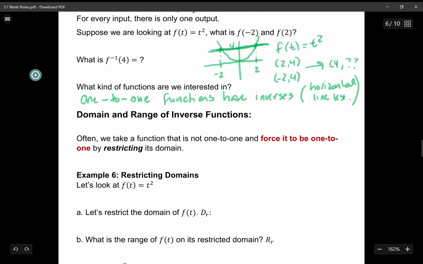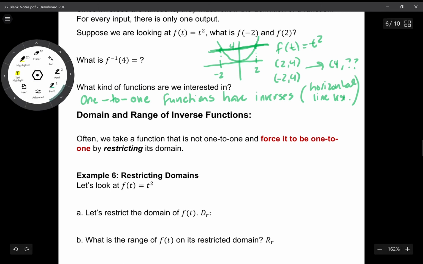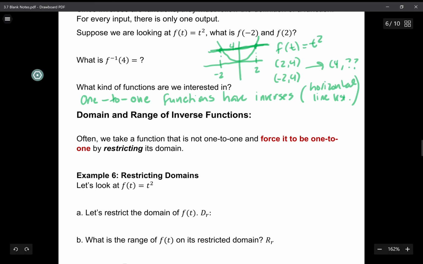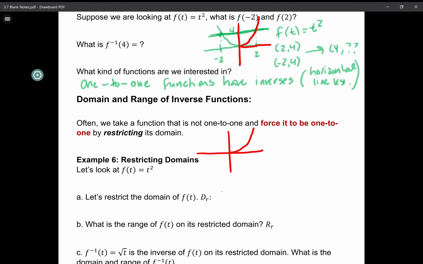However, that being said, if we want to force it, we can by restricting the function. So we're not going to use all of t squared. This function is not one-to-one. But if we only look at the right half of this function, this piece, well, now that piece of the function is one-to-one. So this is the function f of t equals t squared, but our domain is going to be the interval from 0 to infinity instead of the whole interval negative infinity to infinity like it usually is for t squared.